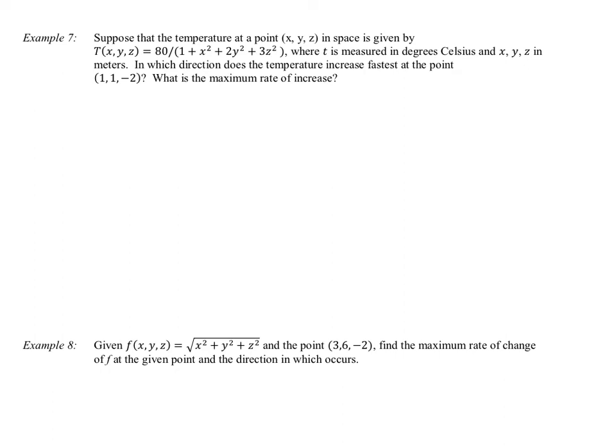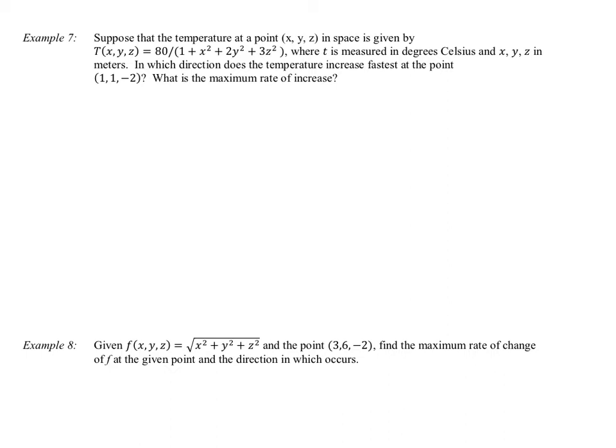And again, we're looking for the gradient's help in determining that, because the gradient will dictate where the max rate of change occurs and in which direction. So we have the temperature at a point x, y, z in space given by the equation for T. And T is measured in degrees Celsius, x, y, and z in meters. In which direction does the temperature increase the fastest at the point (1, 1, -2), and what is the max rate of increase at that point?